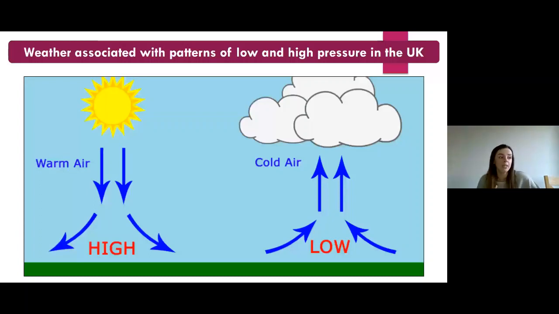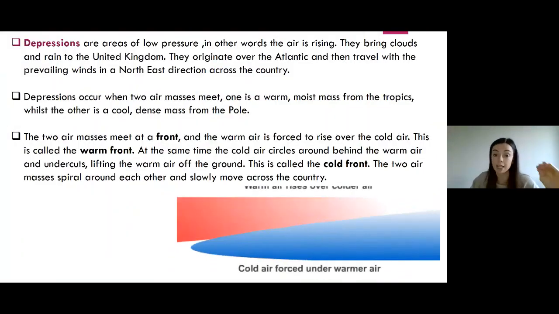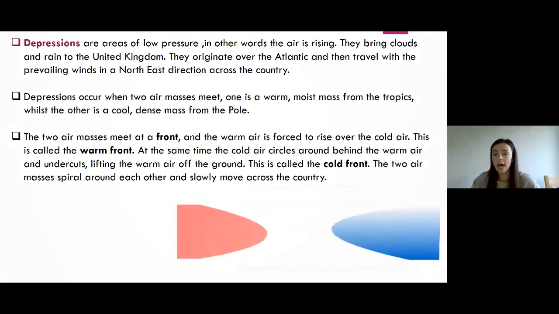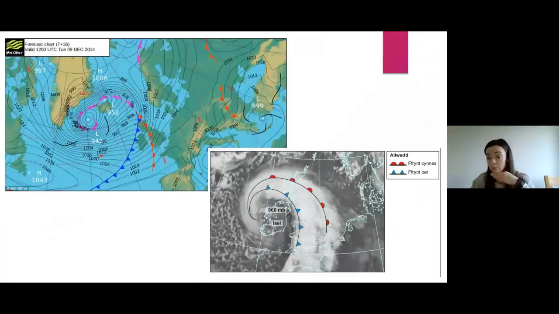In the UK, we get a lot of low pressure during winter, and you've also got high pressure occasionally. I don't have time to go through this now, but this presentation will be online where you can have a look. In this slide, I've explained depressions, which are low pressure weather systems in the UK, the weather connected to them, and how a depression is formed, in 5 steps. That's how it looks on a synoptic map.